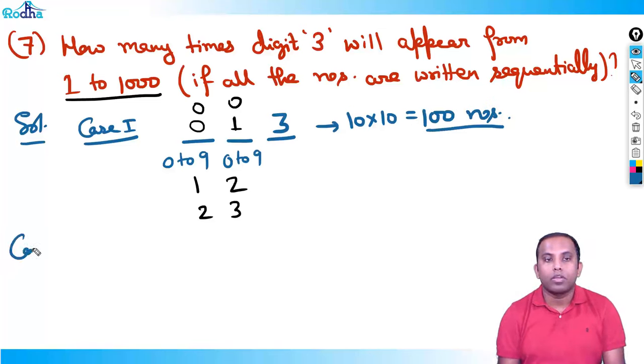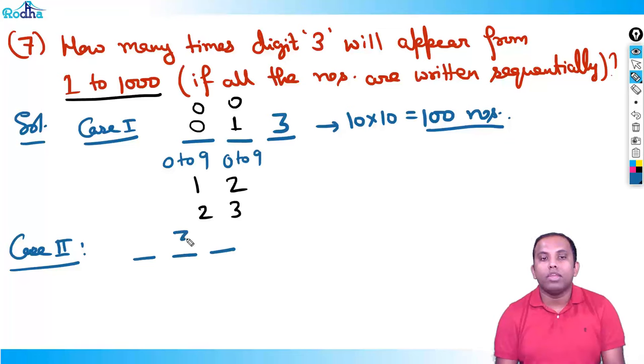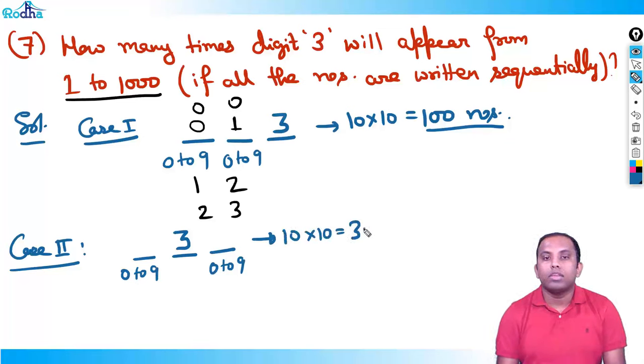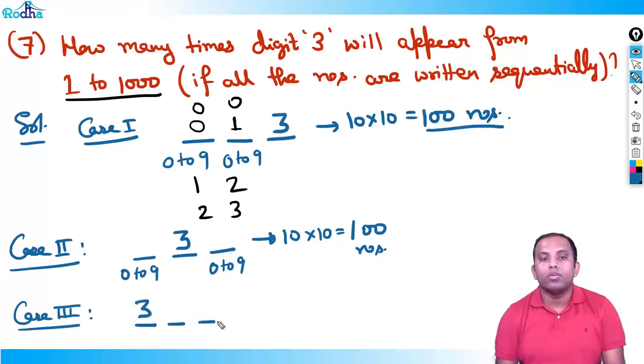Okay, now case 2, when 3 will appear at the tens place. Again the same thing: for the first place 0 to 9, and the third place also 0 to 9. So there are 10 options for the first place, 10 options for the third place, so again 10 into 10, 100 numbers. Sorry, I was thinking about the final answer. In case 3, when 3 is at the hundreds place, for the middle place again 0 to 9, 10 options, and for the third place also 10 options. So again 10 into 10, total 100 numbers.